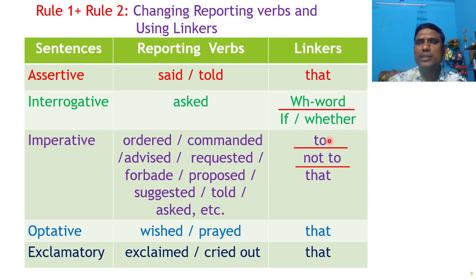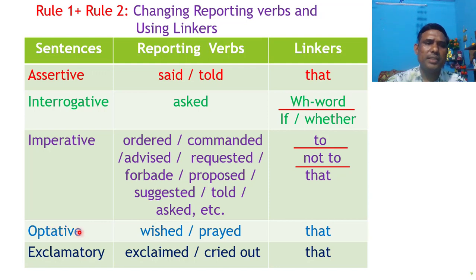You should bear in mind that to is followed by a base verb. If the imperative sentence is negative, not to is used. But if you use the reporting verb forbade, you have to use to as a linker. If the imperative sentence starts with let, that is used as a linker.